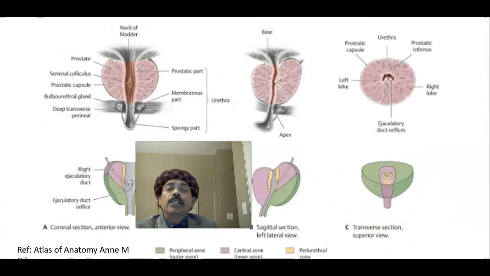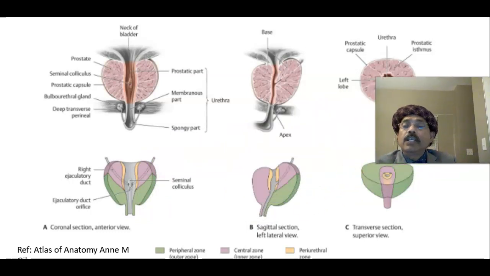So if we look at this image here, this is the coronal section. We have the two lobes of the prostate here. We should have a total of 5 lobes, and this is the seminal colliculus. We have two openings of the ejaculatory duct, and we should have one prostatic utricle.